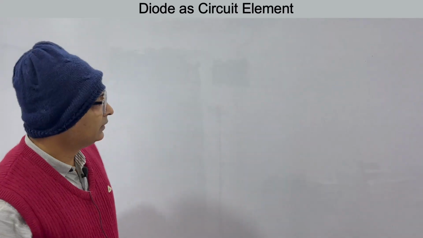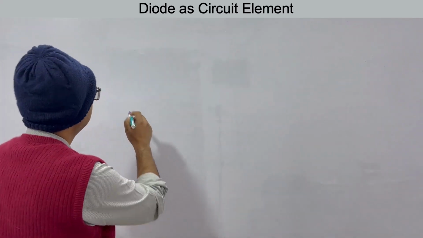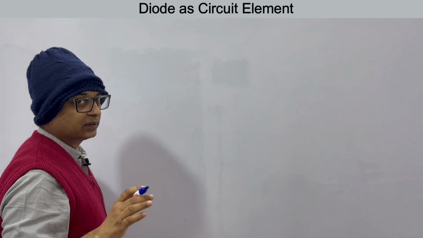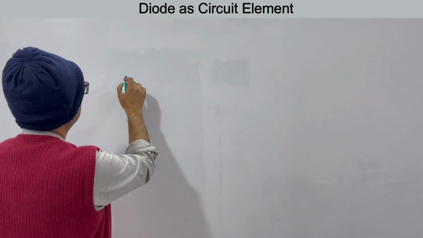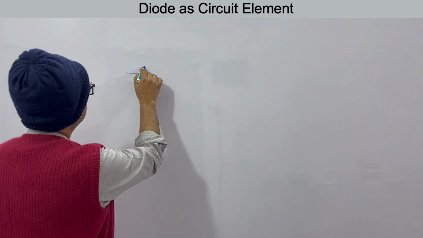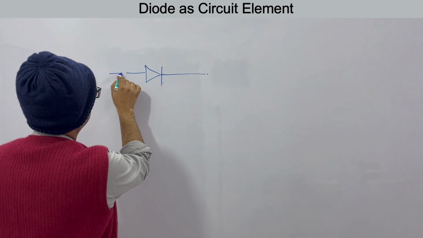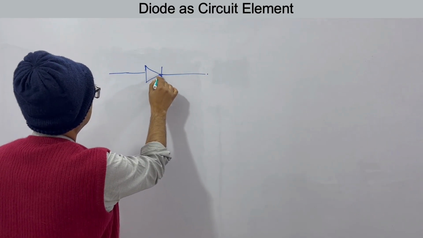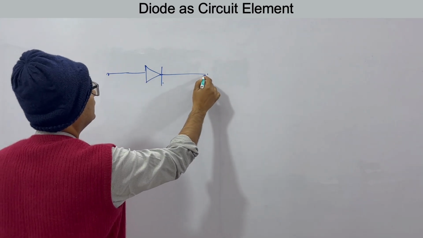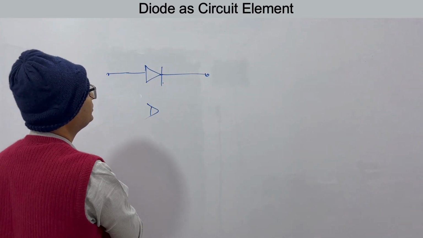Our topic is diode as a circuit element. You know the semiconductor physics of diode, I'm not going into that. So let's see how we can analyze a diode when it is in a circuit. Okay, so let's say this is your diode.